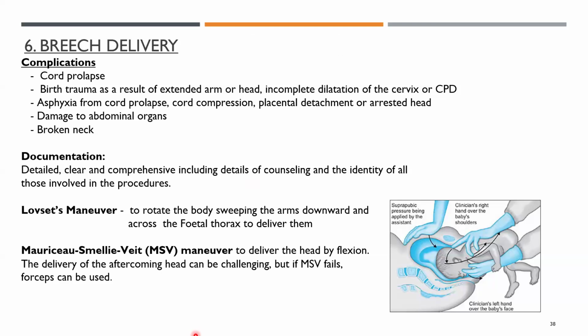So moving on from documentation, it's always important to have detailed documentation, counseling, identify all the problems that are involved, tell the mother of the risks of it, importance of ANC. And these are the two maneuvers that we were talking about. So this is just a diagrammatic image of what the MSV maneuver looks like. You're basically forcing the head into flexion, because we know that flexion gets the smallest part of the head to present so that we can get the baby out.